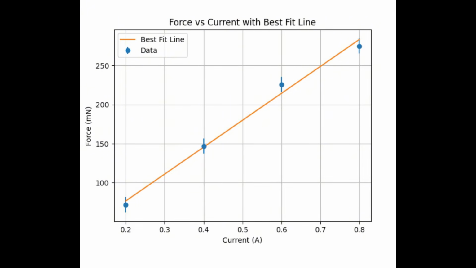This graph shows magnetic force versus current. The data follows an approximately linear trend, and the best fit line shows that the force increases with current. The slope of the graph represents the force produced per unit current. The average percentage error is approximately 5%.